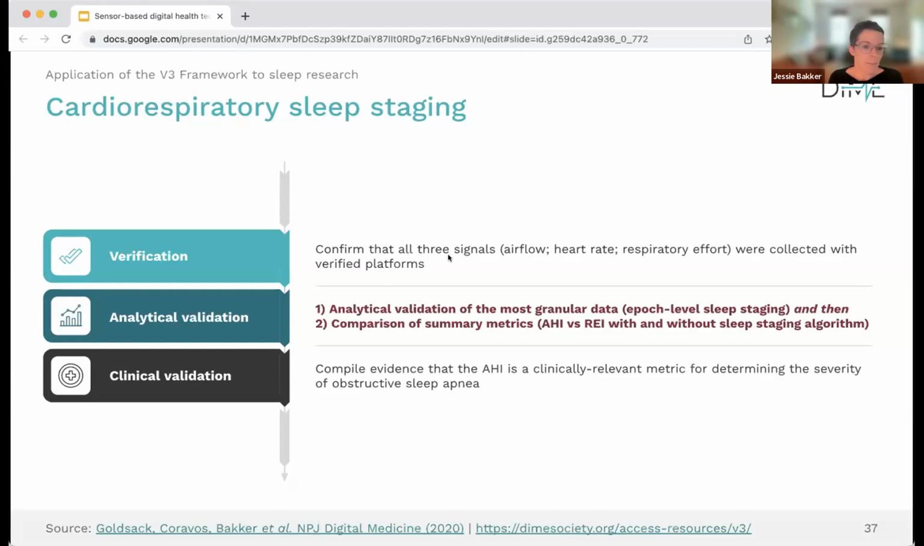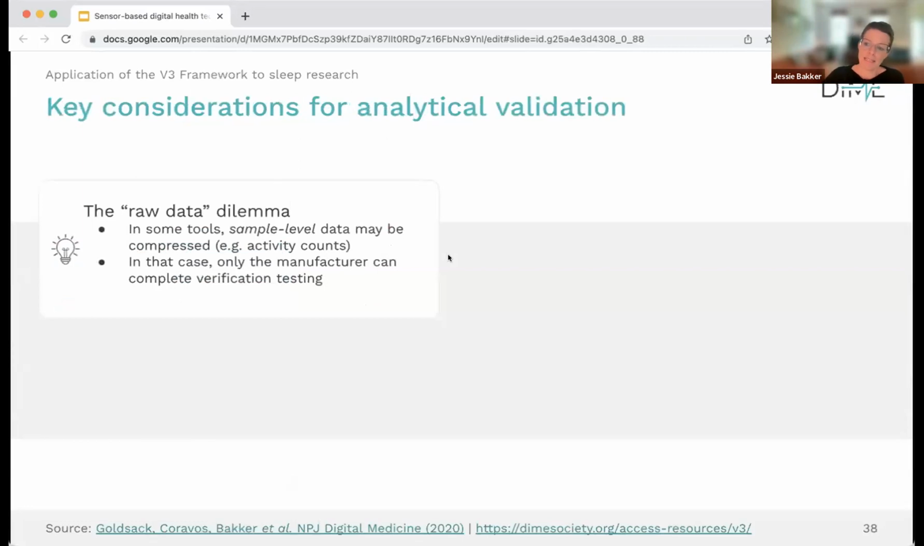So I said that I would come back to a handful of key questions. The first, way back at the beginning, was looking at the raw data dilemma. So what if the data on the tool are not available in its raw form in SI units? So in some tools, the sample level data are compressed into something like an activity count.